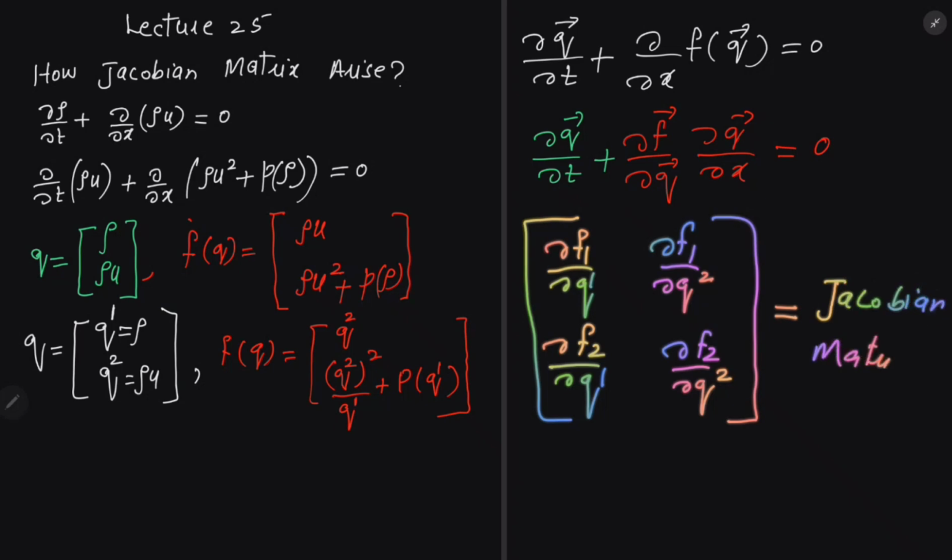So the Jacobian matrix is the generalization of the derivative of a real valued function. In the future, we will talk about the Jacobian matrix from a different perspective. Thank you for watching.